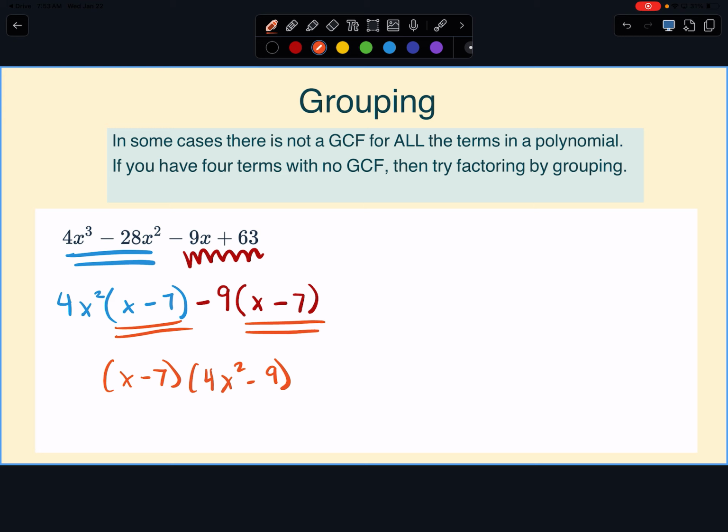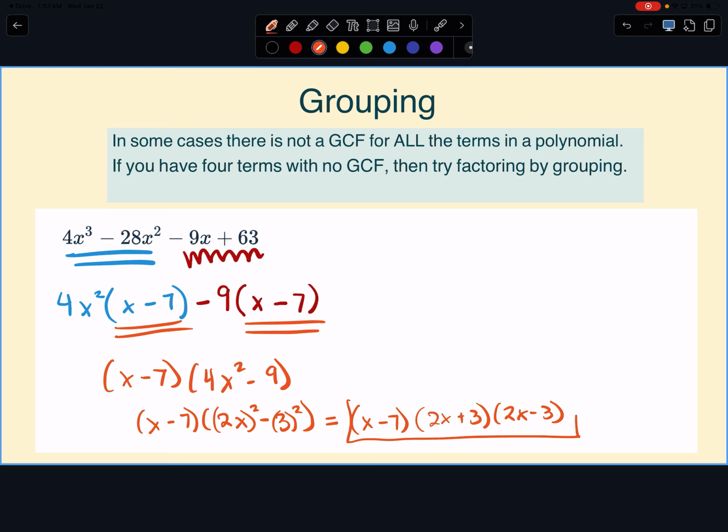I hope you noticed a difference of squares. So we have 2x squared minus 3 squared. And no, you don't have to show that step every time. However, I like to remind me, what am I actually using in my difference of squares pattern? So I should have 2x plus 3 and 2x minus 3. This is my fully factored form.